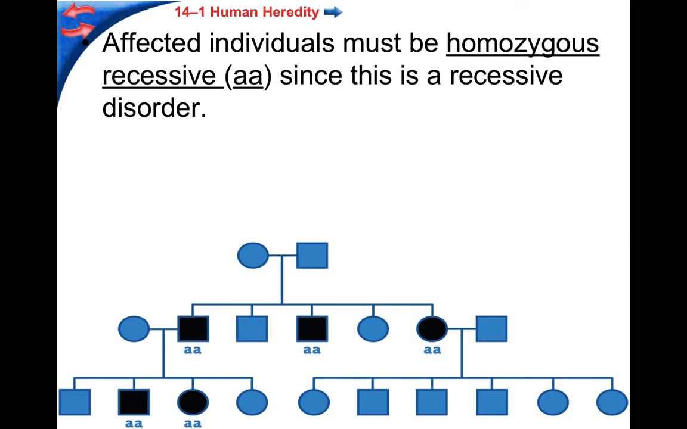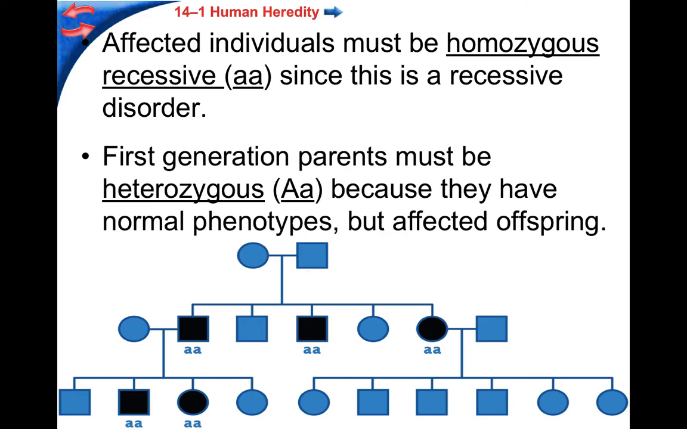Now, using the same logic, I automatically know that everybody else that is kind of shaded in blue, we know they have to have at least 1 capital A because they're not albinos. That means they're either homozygous dominant or they're heterozygous. Let's first start by trying to figure out the grandparents who are in the first generation at the top.